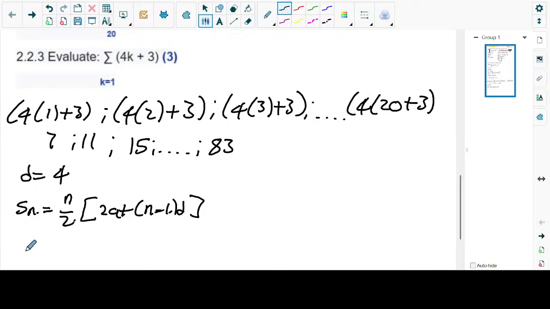Collect our data. What is A? A is 7. What is N? Our N is 20. What is our D? Our D is term number 2 minus term number 1. If you don't remember it, you can simply do 11 minus 7, which gives us 4. What else do we still need on our formula?